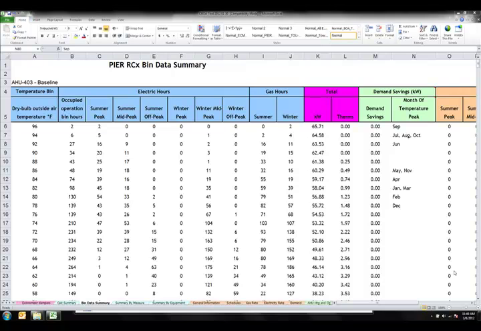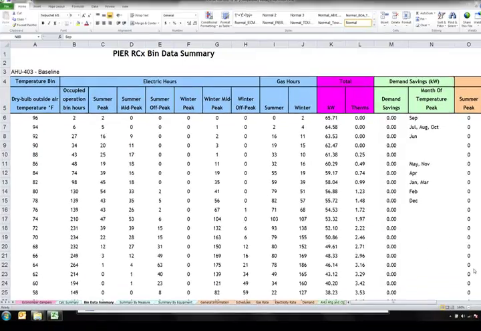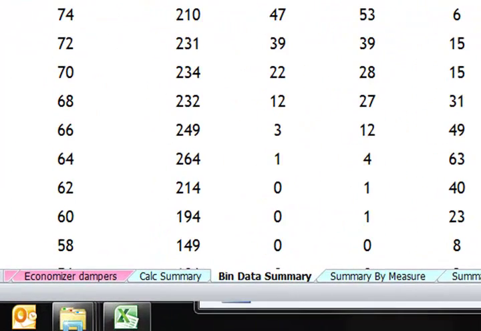The air handler and chiller ECM tutorials covered the summary by measure and the summary by equipment output worksheets, so we'll skip those in this tutorial. Two other worksheets that can be helpful to understand how the tool is calculating savings and what systems the energy usage estimates relate to are the bin data summary worksheet and the Calc Summary Worksheet. This tutorial will cover these two worksheets.